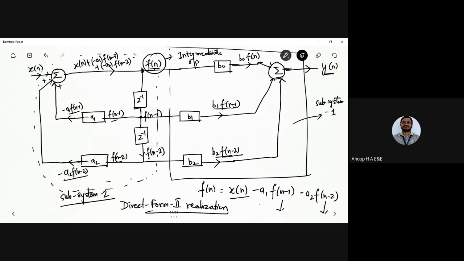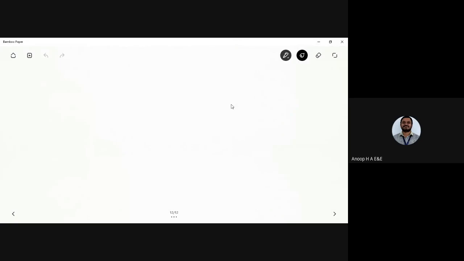So looking at the number of delay blocks that are being used, direct form 2 realization is preferred over direct form 1 realization. Okay, though that is the only advantage that you have in case of direct form 1 realization and direct form 2 realization. Okay, so let me solve a few more problems in the next class. So in next class we are going to have the numerical problems being discussed.